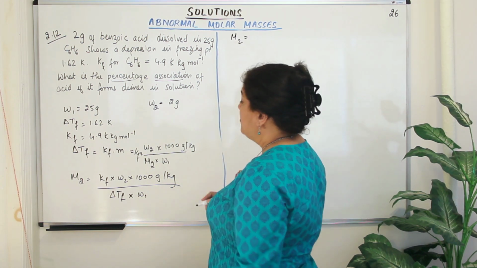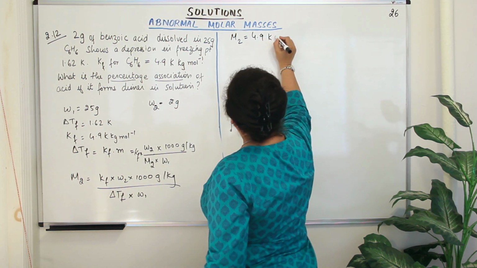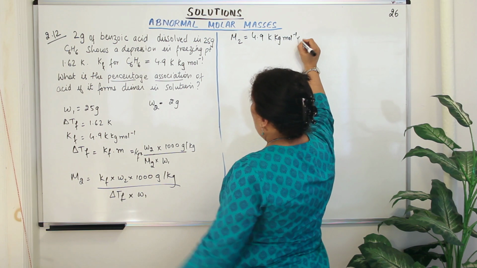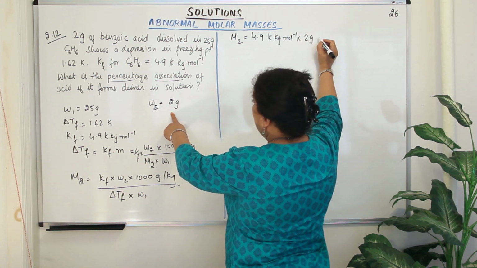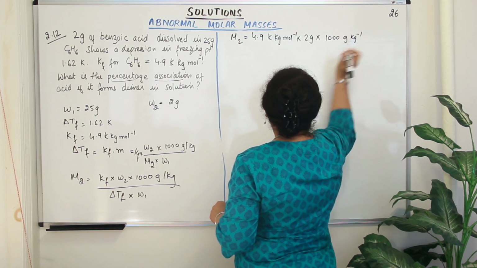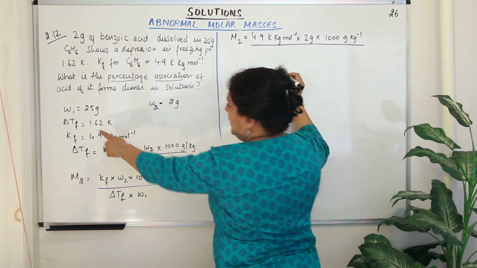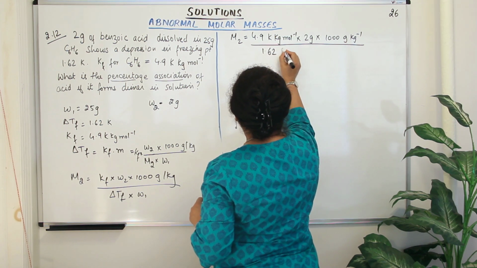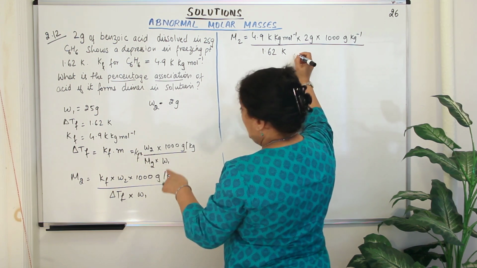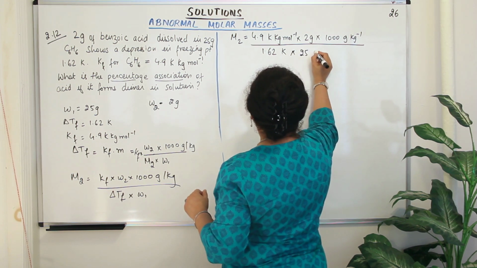So M2 becomes equal to, what's the value of Kf? Kf is 4.9 Kelvin kg per mole. Right? And into, what is W2? It is 2 grams, into 1000 grams per kg. Divided by, in the denominator, what do we have? Delta TF. What's the value of delta TF? 1.62 Kelvin, into, what is the mass of the solvent? W1 is 25 grams, right?